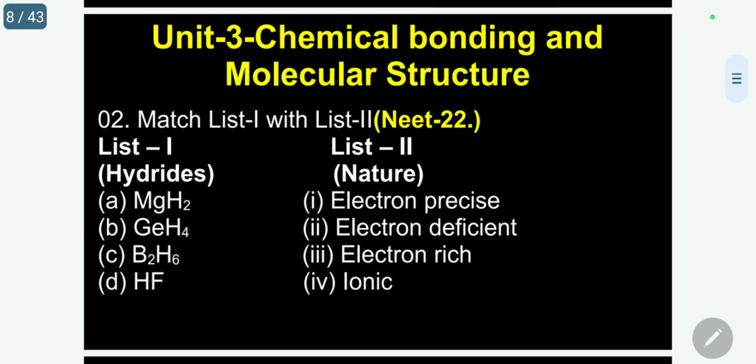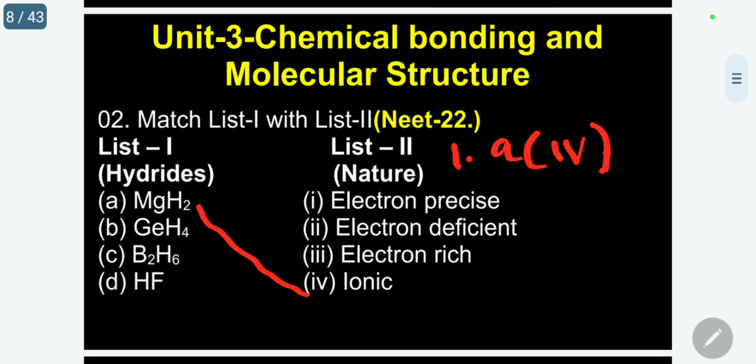Kindly follow. The first one in the list is the hydride MgH2. What is Mg? A metal with hydrogen. So since a metal is involved, it should be ionic. So A should be 4. Option 1 is over. Kindly follow in option 1, A equal to 4. Then come to germanium H4.